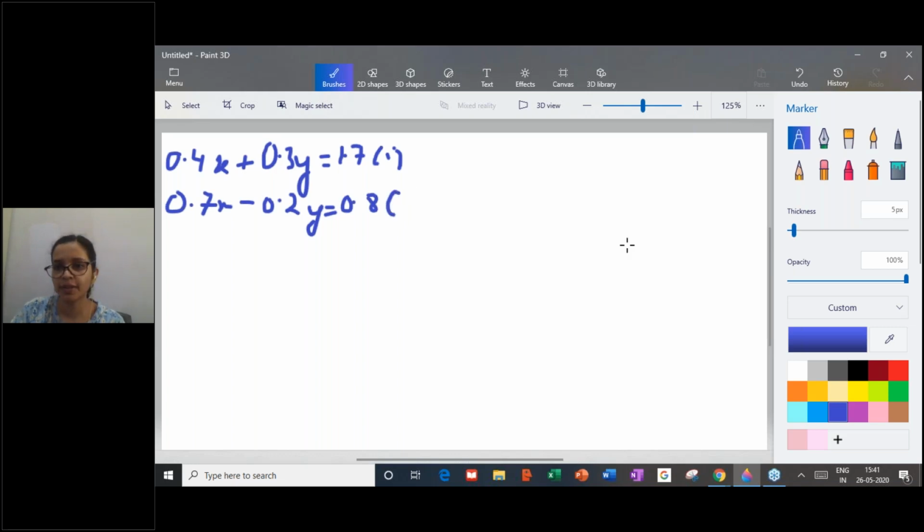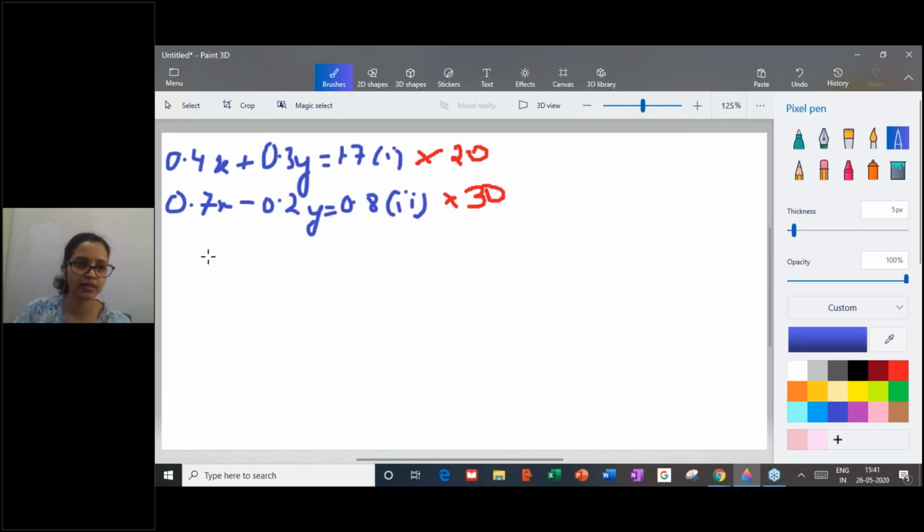Okay, so for the people who are facing difficulties because of the decimal, what I'm going to do is multiply this equation with 20 and this equation with 30. I'm not writing the steps here, so please ensure you write it properly: multiplying equation 1 with 20 and equation 2 with 30. What do I get if I multiply with 20? 8x plus 6y, the decimal is gone, equals 34.